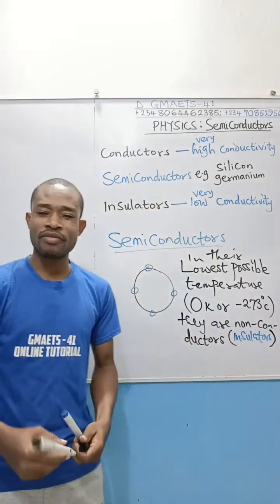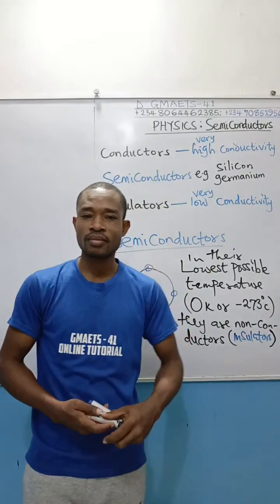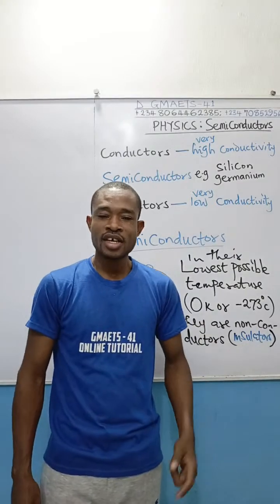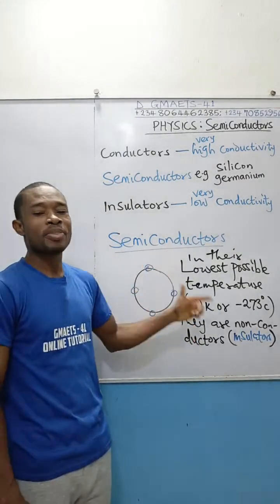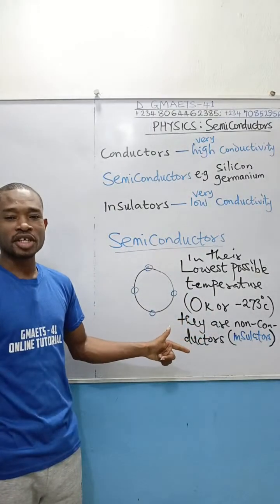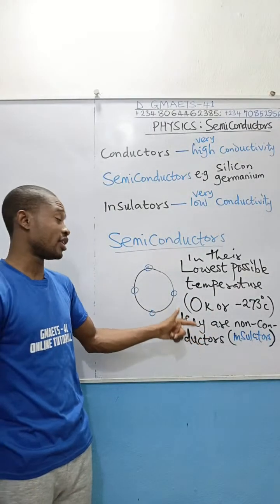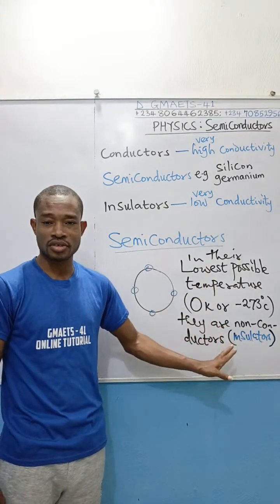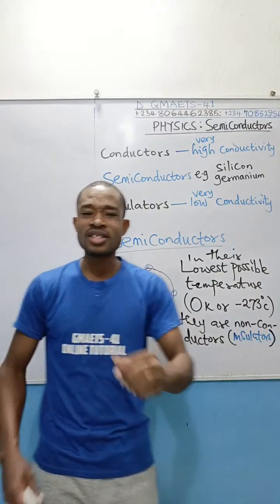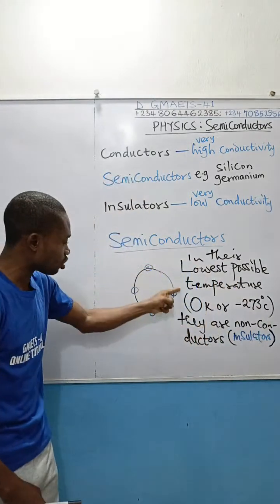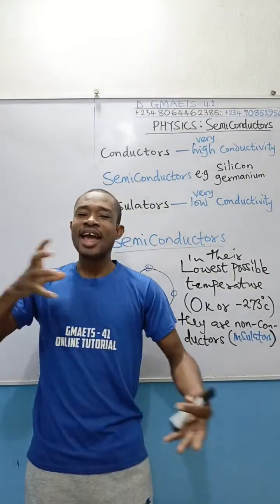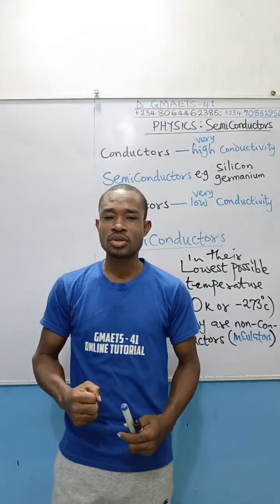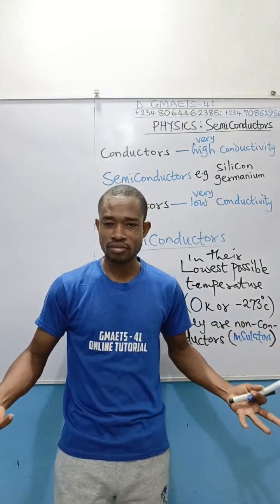Now, I have told you something very important, an exam-related question. Under what conditions are semiconductors insulators? They are insulators in their lowest possible temperature, which is at 0 Kelvin or minus 273 degrees centigrade. Under this condition, they do not conduct electricity. The reason is that their valence electrons, look at these electrons, are strongly held to the nucleus. They are held bound to the nucleus. They are not free to move.